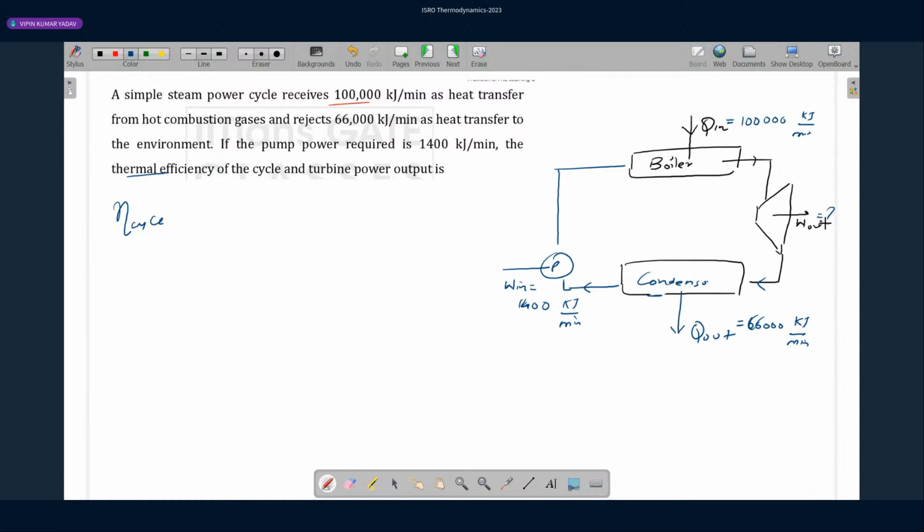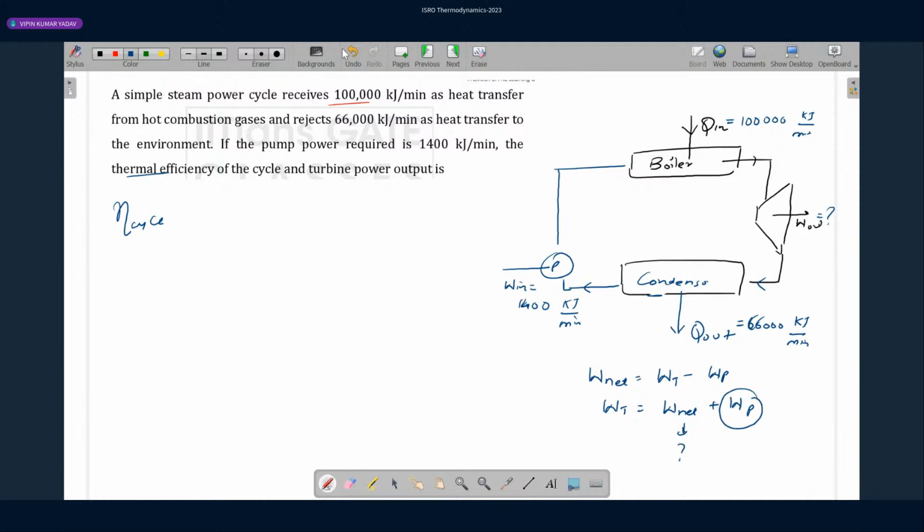Okay, chalo, let's see. So first of all, we know one thing, net work. What is net work? Net work is equal to turbine work minus pump work. So turbine work is equal to net work plus pump work. Pump work I know. If I find net work, I can find turbine work.